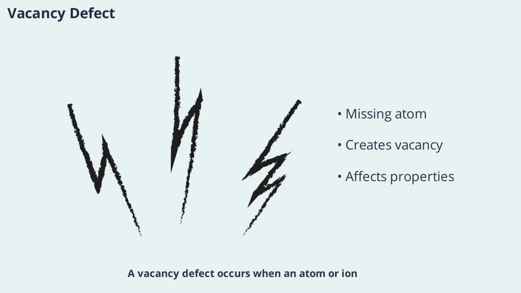Vacancy defect occurs when an atom or ion is missing from its regular position in the crystal lattice. This creates an empty space or vacancy, which can influence the material's properties. Vacancy defects are common in all types of solids and can affect conductivity, strength, and other characteristics. They are one of the simplest and most studied types of point defects.